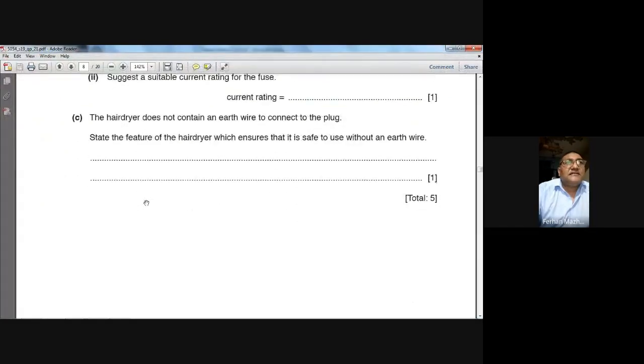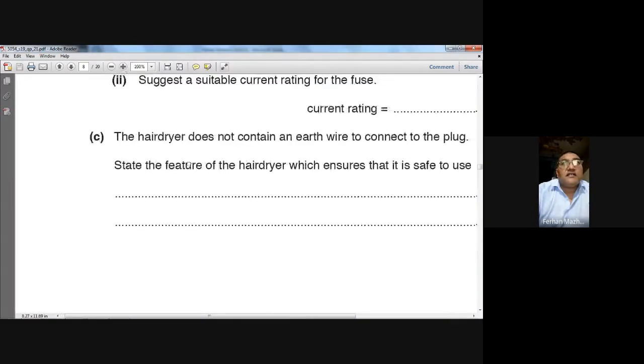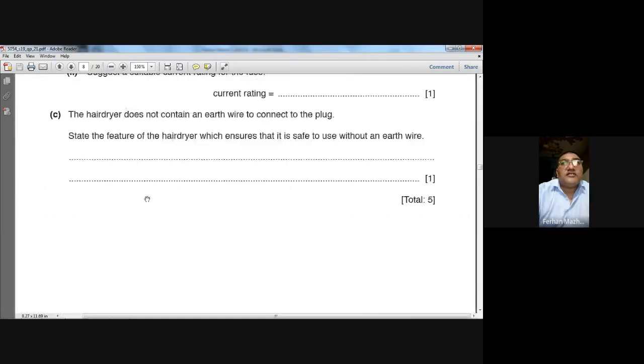Question number 6C part. Hair dryer. Let me increase your size. We can increase your size. No, not that much. Yeah. The hair dryer does not contain an earth wire to connect to the plug. State the feature of the hair dryer which ensures that it is safe to use without an earth wire.